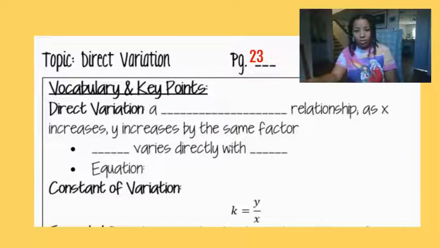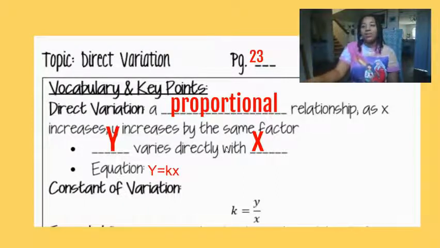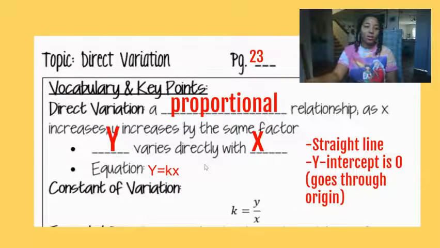All right, direct variation notes. This is called a proportional relationship. Vocabulary key points. Direct variation is a proportional relationship. As x increases, y increases by the same factor. If y varies directly with x, the equation is y equals kx or y equals mx, whatever makes you feel better. K represents the constant, but I didn't invent this equation, so don't shoot the messenger. Y over x is going to be the slope. It's a straight line. The y-intercept is 0, goes through the origin. If I go too fast, pause it, write it down, and then keep watching.